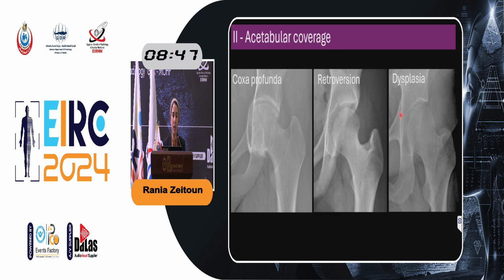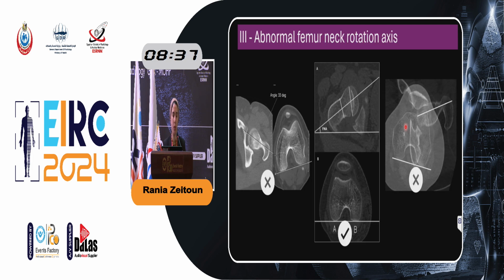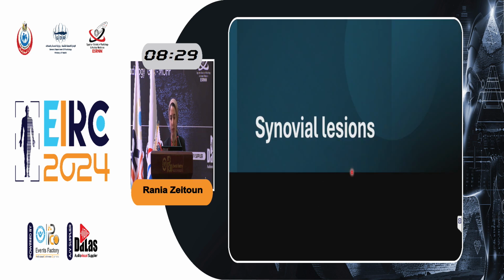Another possibility is abnormal acetabular coverage. It could be an overcoverage like in cases of coxa profunda and retroversion, or an undercoverage like in dysplasia. And the third and last possibility could be abnormality of the femur neck rotation or version, whether an excessive or reduced anteversion. And now we will shift to another category of lesions, like the synovial-based ones.